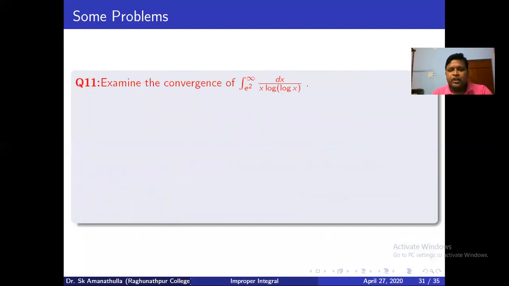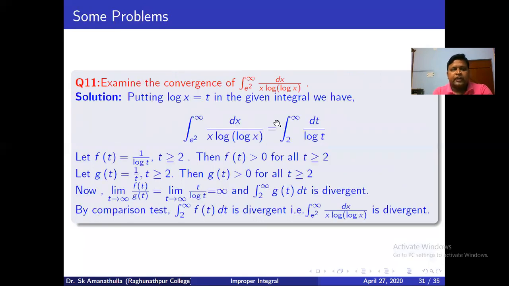Now examine the convergence of the improper integral this one. Here if we put log x equal to t, then this integral becomes this one. Now we take f(t) equal to that one and g(t) equal to 1 by t. Then limit t tends to infinity, this one equal to infinity. And since integral 2 to infinity g(t) dt is divergent, by comparison test limit form, this integral is also divergent.